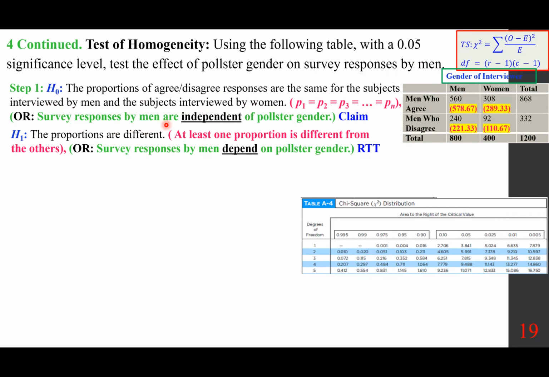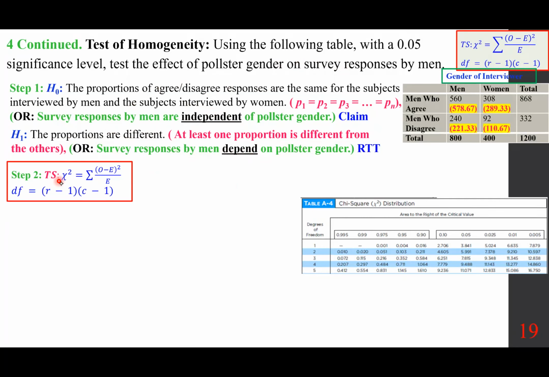Or, survey responses by men are independent of pollster gender. You can even write it in this manner. Although it's a test of homogeneity, that's the meaning of it in essence, and that becomes a claim. H1: the proportions are different, or at least one proportion is different from the other. Or you can say survey responses by men depend, instead of independent, on pollster gender. So there are a couple of different ways. In this case, I put them in 3 different ways. You don't have to write all of them, but you need to understand what they mean. However they give it to you, you should be able to distinguish among those.